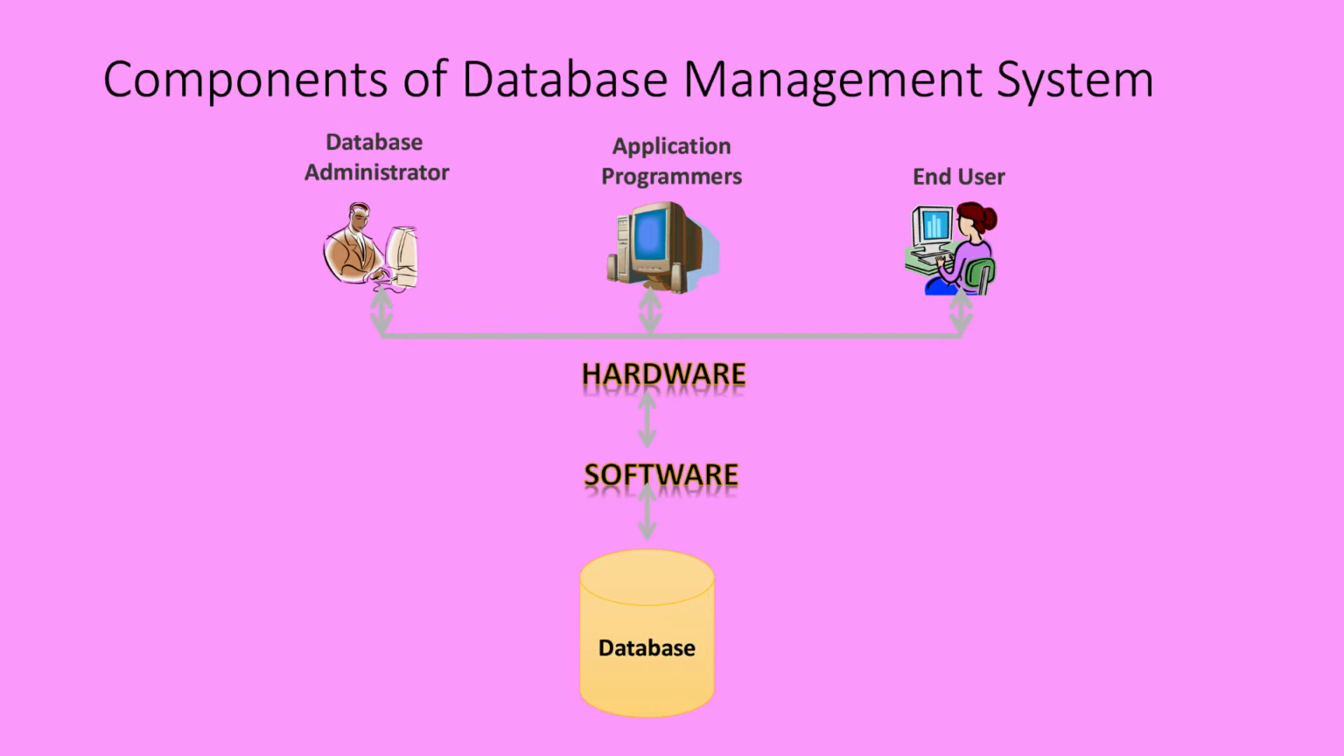Next topic is components of database management system. Database management system mainly consists of three components: database administrator, application programmer, and user. Database administrator is the person who manages whole database system. Application programmer is the person who makes the applications that we used in the database. Next is the user who uses the services provided by the database.